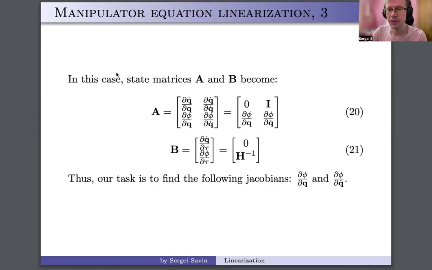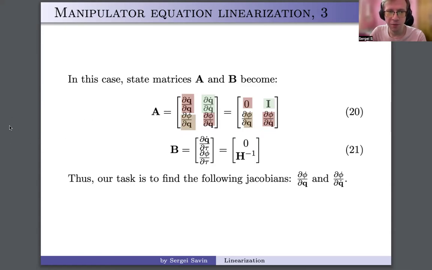Okay. So the derivative with respect to Q here is dq dot dq. It is 0. With respect to Q dot, it is dq dot dq dot. It is identity. Here it is df dq. We cannot simplify it. And here is df dq dot. Okay.